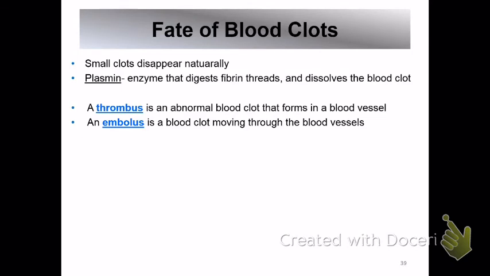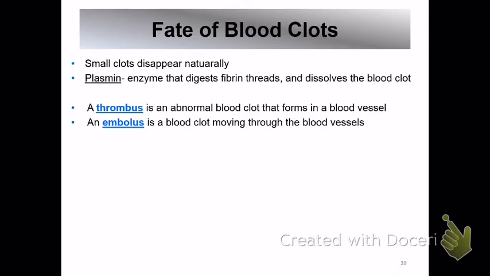Okay, what happens to a blood clot? Well, we know blood clots are good when they stop the bleeding of vessels, but they're bad when they stop the flow of blood to get to the muscles and all that, or to the brain or heart. And so small clots just disappear. Okay, there's an enzyme called plasmin that actually digests that spiderweb fibrin and dissolves the blood clot. So plasmin is the enzyme.